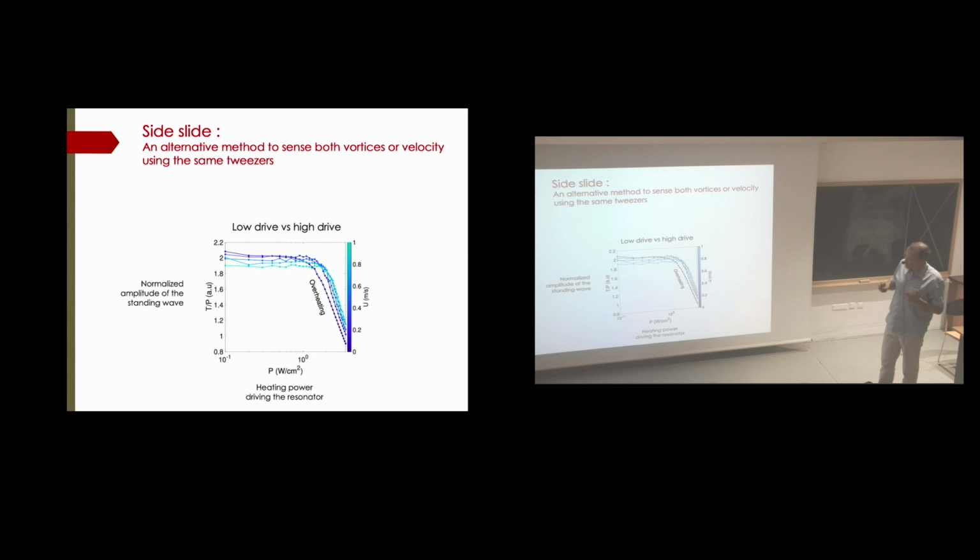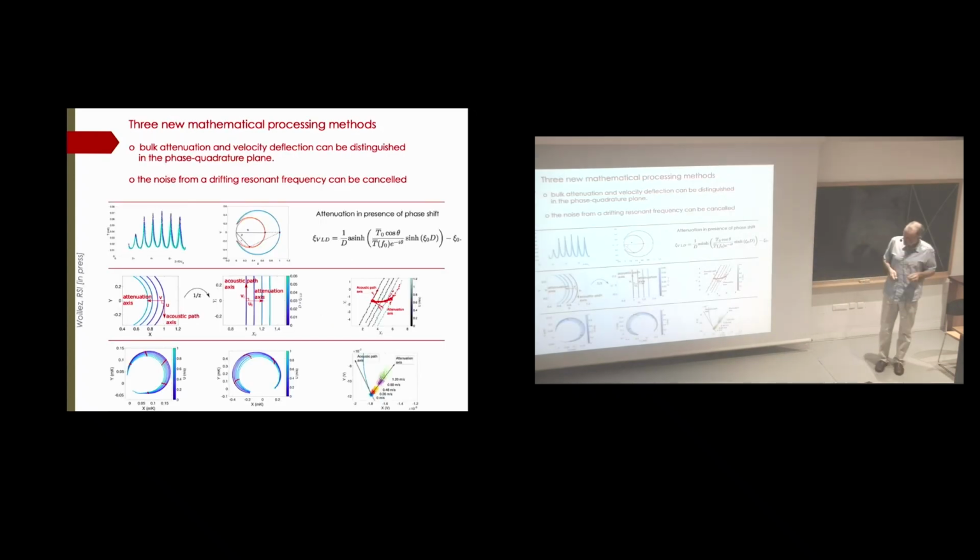Quickly, there's another way to measure with the single tweezers both vorticity and velocity, but I'm not going to go through it. I can answer a question on that. That's a side remark. We have introduced 3 new mathematical processing methods to convert the measured signal into either velocity or vortex line density. They are also presented in this paper, and they allow us to distinguish the bulk attenuation and velocity related attenuation in the complex plane using the phase information of the signal.